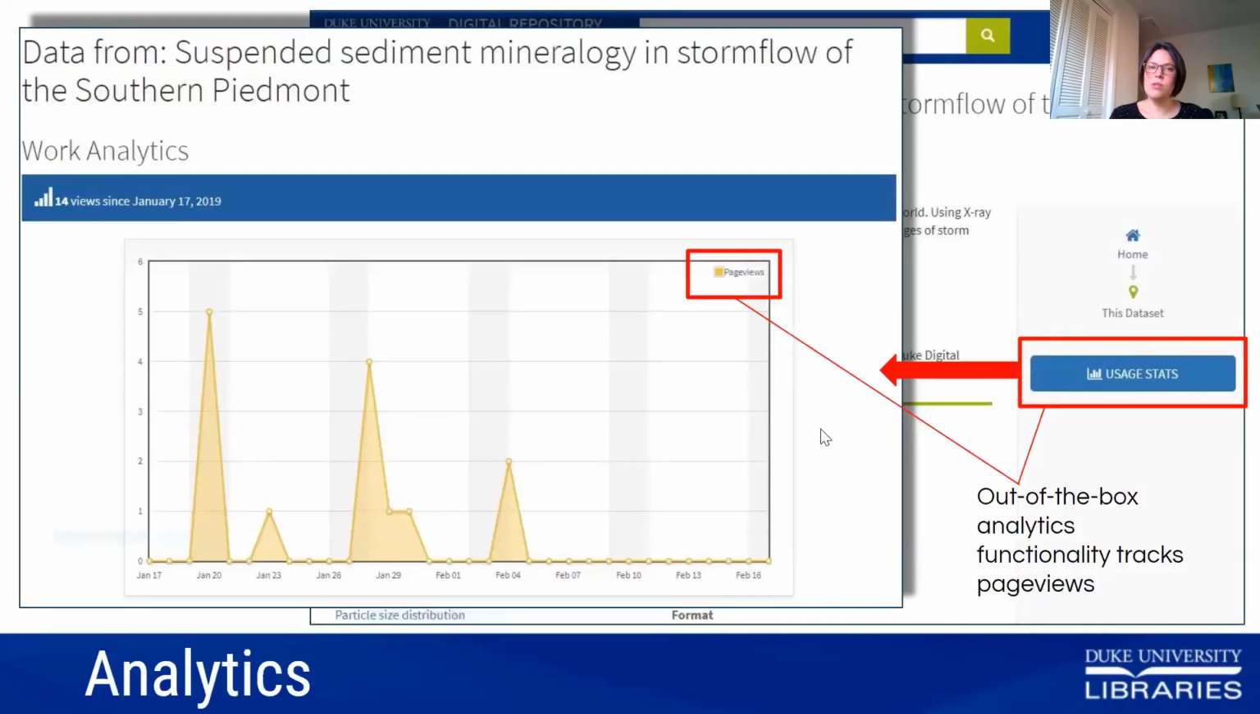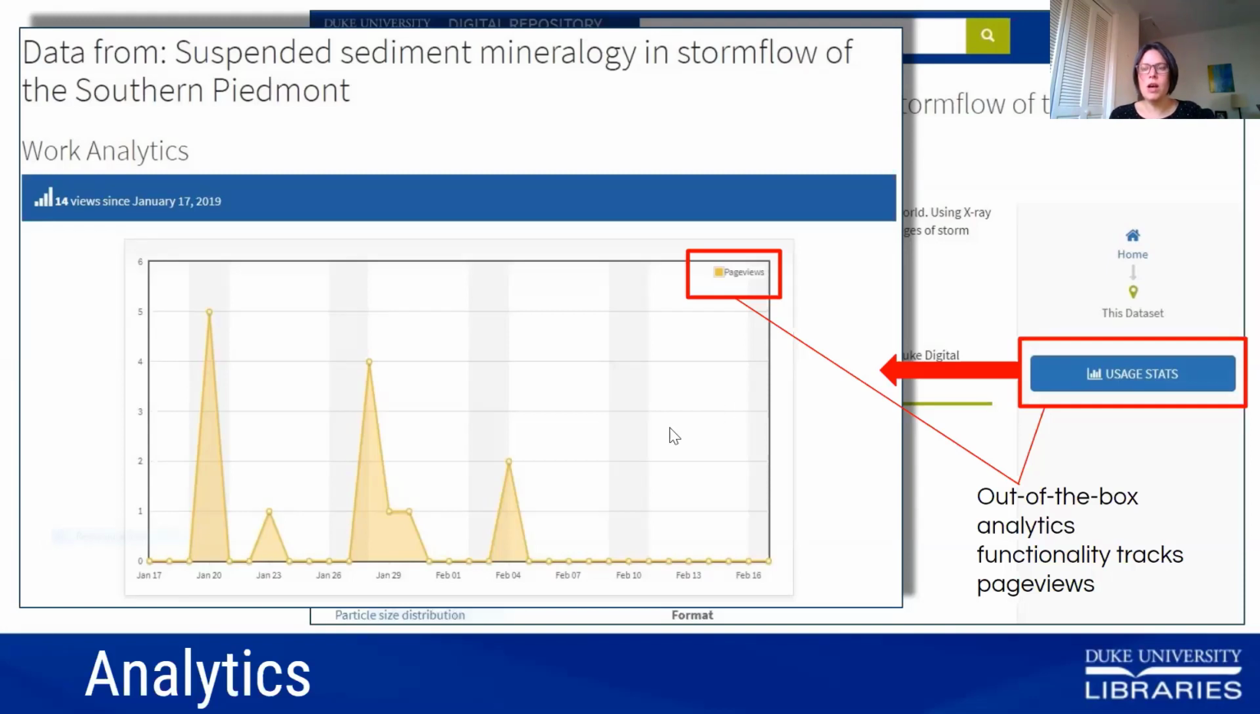Final thing: how are people maybe using my data? We do have some general analytics that come out of the box. So we have page views, so you can get a high-level idea of whether people are engaging with your data. We can't tell you exactly who's downloading your data or who's using it, but we can give you that kind of aggregate information. And as we said, we're working with open source software, and we acknowledge that this is a place where we would like to make some more enhancements to the analytics. That's something the community is interested in as well, and it's definitely on our roadmap for enhancements.